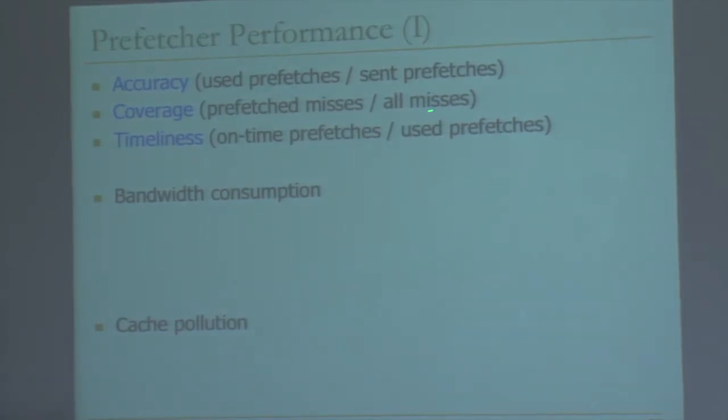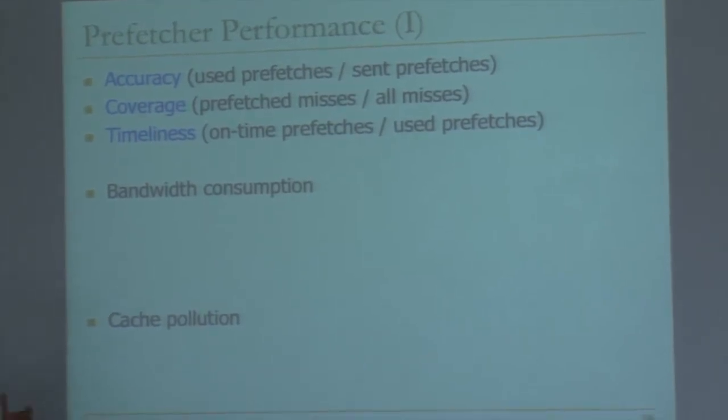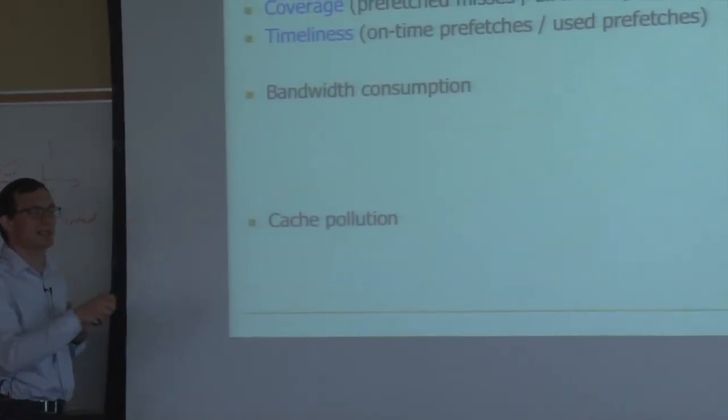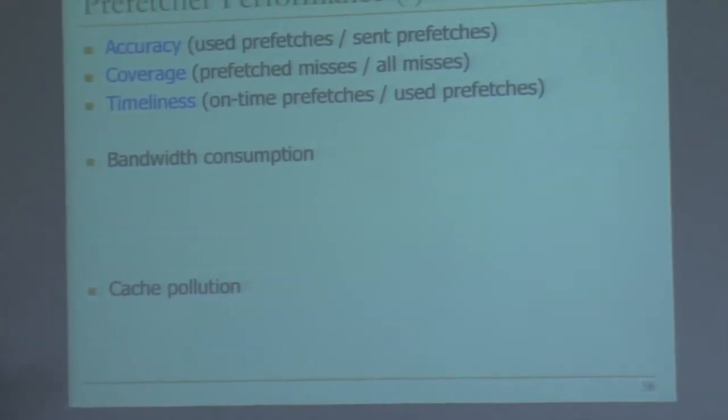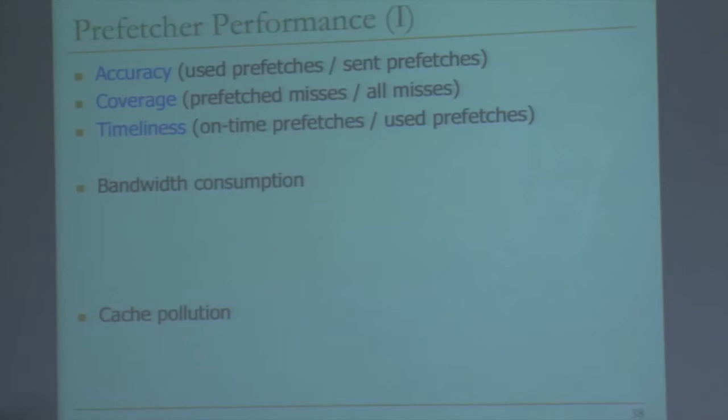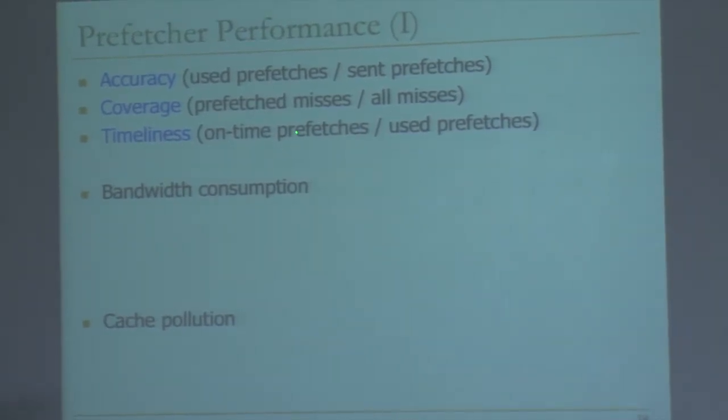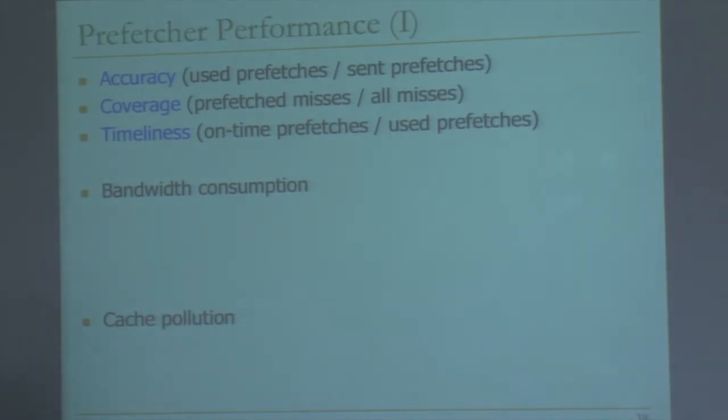Coverage is what fraction of all of the misses are prefetched correctly by the prefetcher. Timeliness is the fraction of on-time prefetches divided by used prefetches. On-time, again, is a fluffy concept, because you may be too early, you may be a little bit late, but it's OK, you're prefetching. So this is a little bit difficult to evaluate, and it depends on your definition. You could potentially say, I'm going to count only those prefetches that are in the cache when they're used as on time. That's a strict definition of on time, because you may actually cover some amount of latency with other prefetches, even though the prefetch data may not be in the cache by the time you actually really need it.